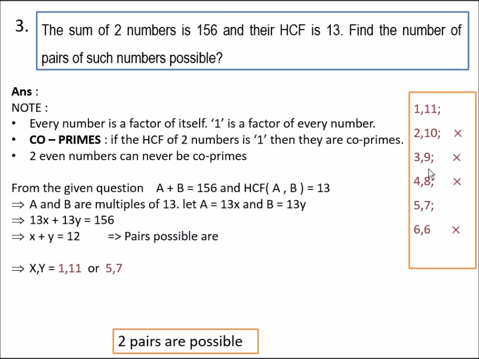From this, you now find the coprime pairs, and only two pairs are possible, that is 1 comma 11 and 5 comma 7, and these two are the answers for this question.